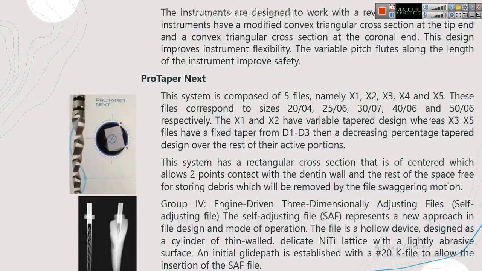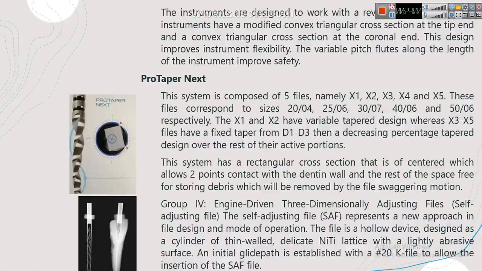The X1 and X2 have a variable taper design, whereas the X3 to X5 files have a fixed taper from D1 to D3. You have to understand how we divide it from the tip toward the shaft of the file, then a decreasing percentage taper design over the rest of the active portion. The system has a rectangular cross section.